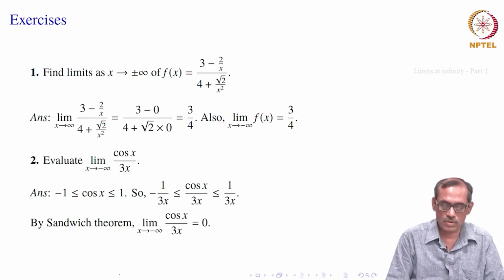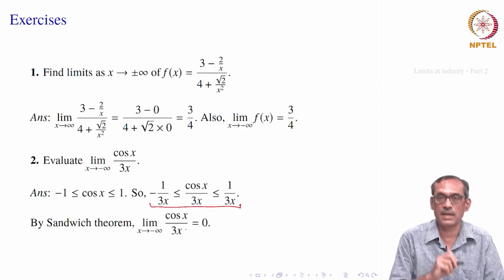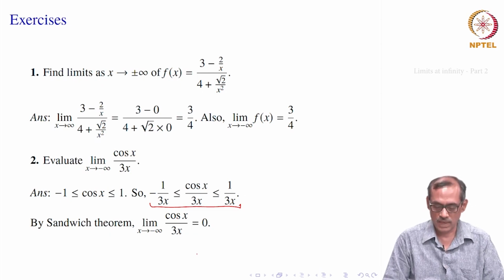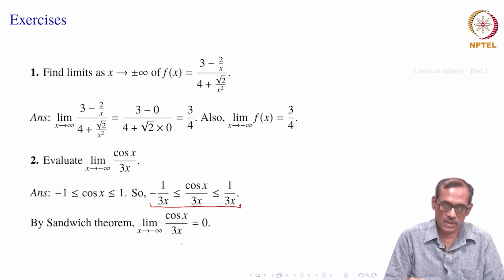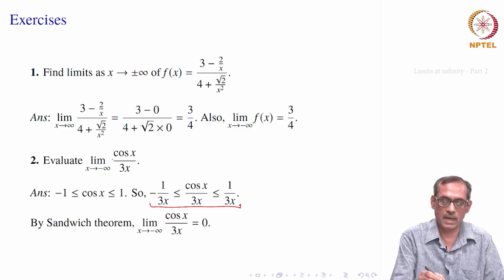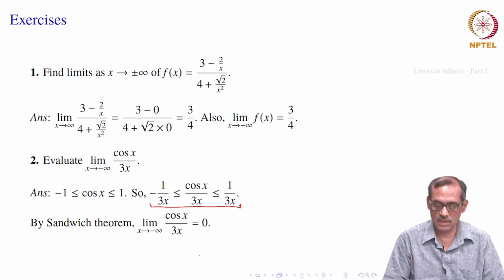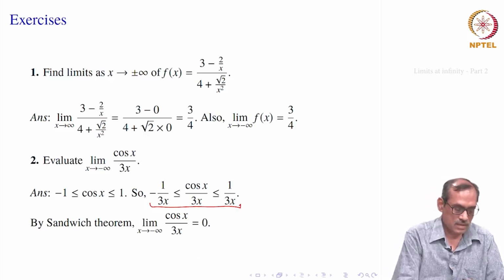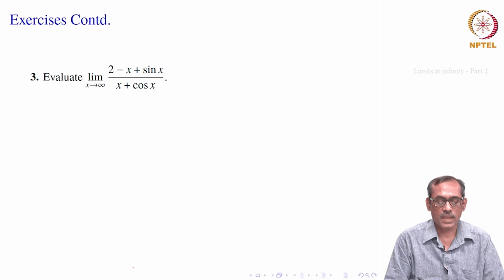Now, what happens x goes to infinity? In that case, again this inequality will be correct. X goes to infinity will give you this inequality, and again that will also become equal to 0. In fact, you can do both the things at a time by taking absolute value of cosine x by 3x. That is also another approach. Okay. So, let us take another problem.